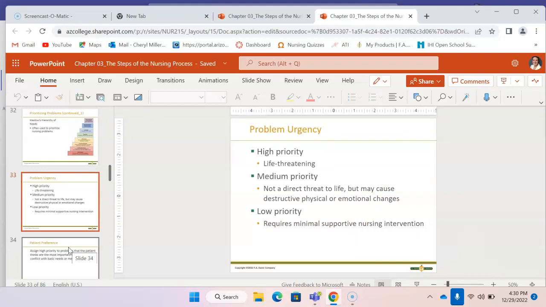Problem urgency. So when you think about priorities, you get to a stoplight, right? The red tells you high priority, I've got to take care of it right now. A yellow light means it's not a direct life threat, but it's more than discharge instructions. And then low priority is a green light, leave it till the last minute. It's not a priority intervention right now. Okay? So, high priority, life-threatening.